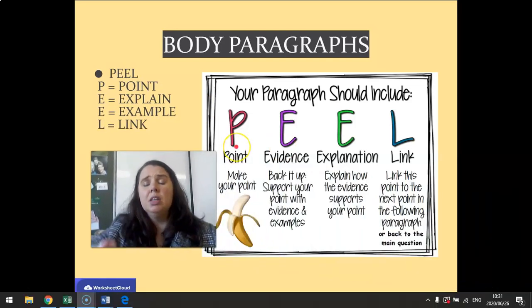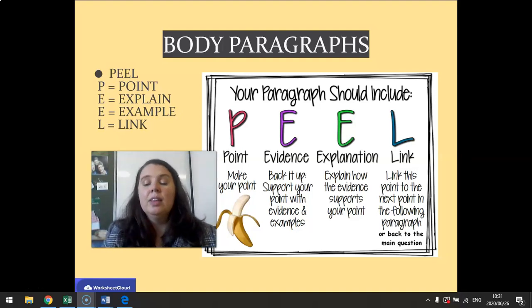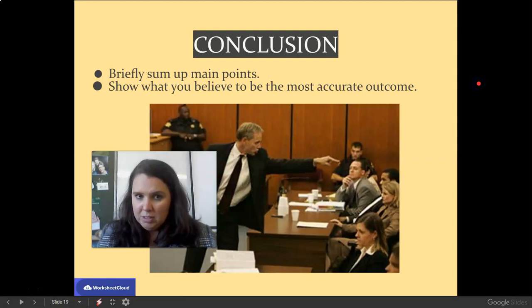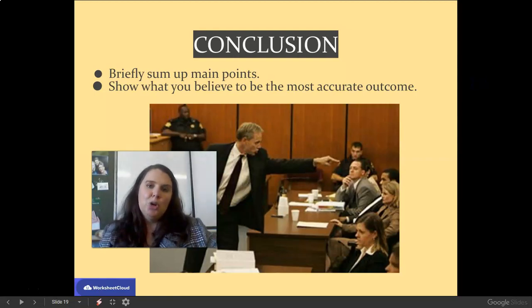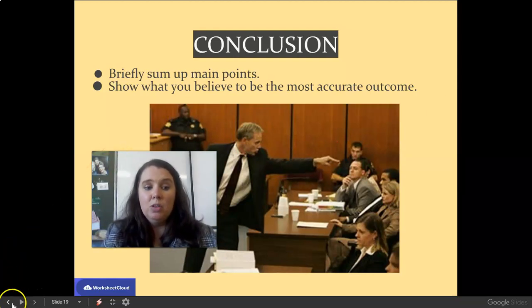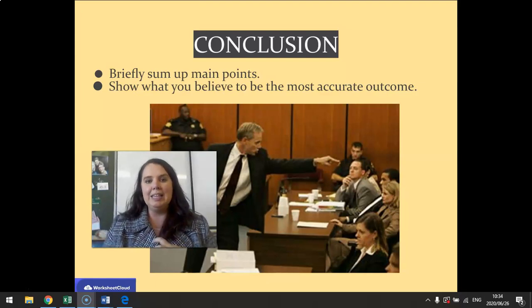Body paragraphs, exactly the same. You still give your points, evidence or explanation, an example, and link back. None of that has changed. The conclusion, little bit different. For the conclusion, you will still sum up your main points, but now you must show what you think the most accurate decision is. So you've been the judge and you've weighed up your consequence. When you give your opinion, though, be careful to not, again, slip into any type of emotional language.